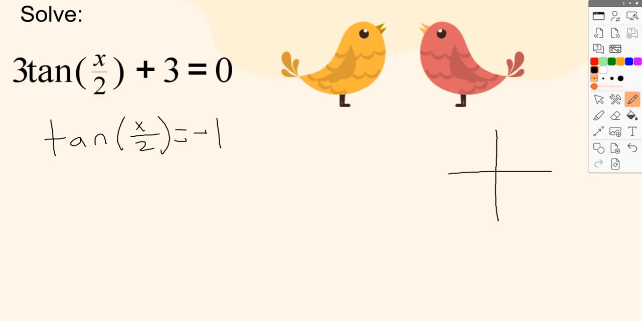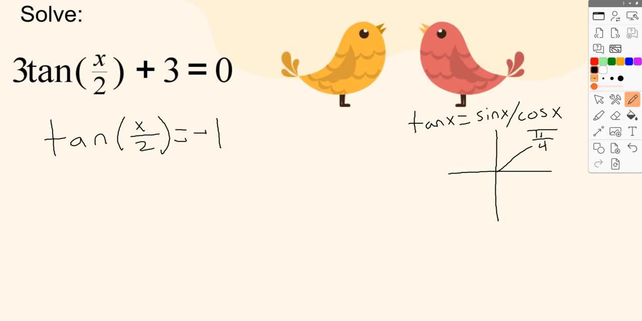Tangent's not on our unit circle, but what do we use in order to find it from our unit circle? Sine and cosine, because remember tangent is sine over cosine. So if we need sine over cosine to be 1, ignoring the negative for a minute, what does that mean sine and cosine have to be? Equal to each other. And where are they equal to each other? Pi over 4, in the middle.